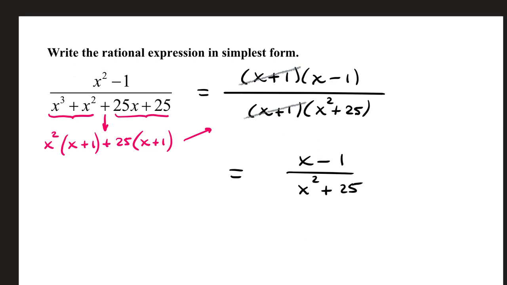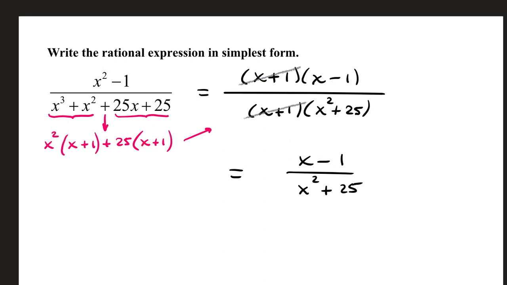In the denominator, we have x squared in common with the first two terms. x cubed divided by x squared is x. x squared divided by x squared is 1. Bring down the sign in the middle. The back two terms are divisible by 25. 25x divided by 25 is x. 25 divided by 25 is 1.